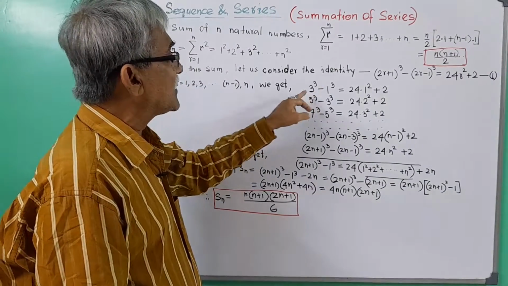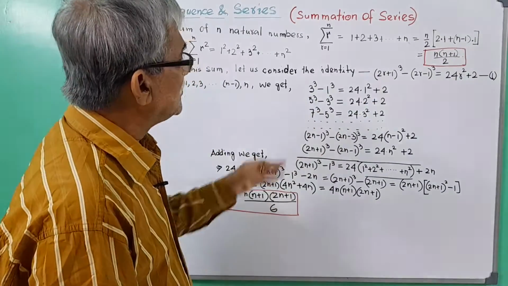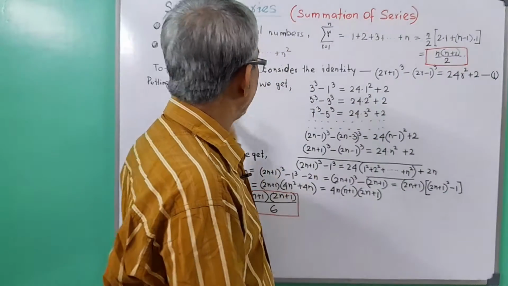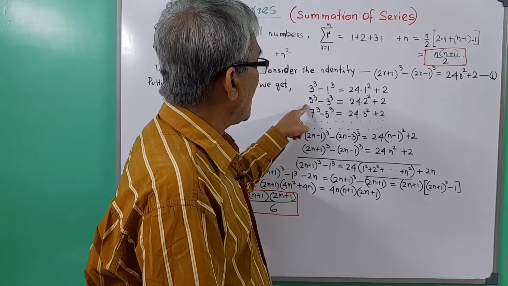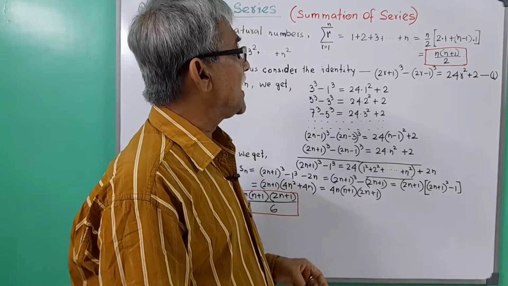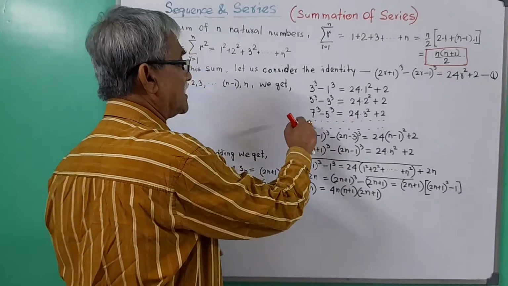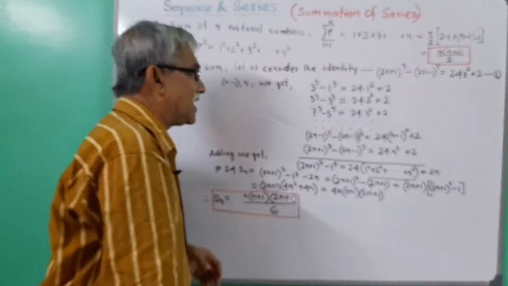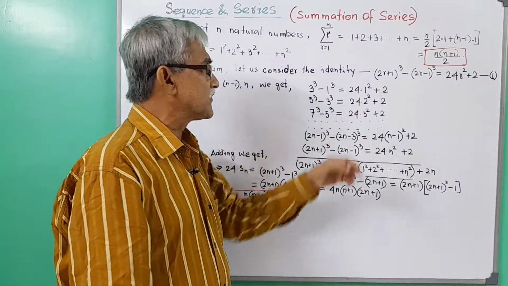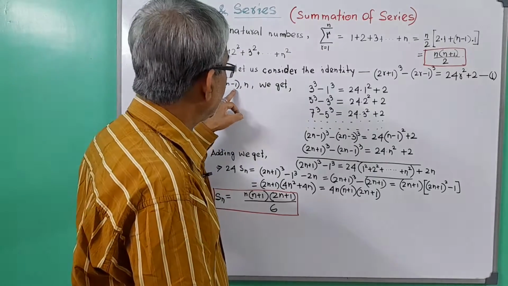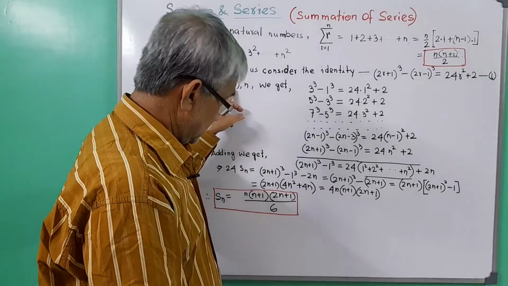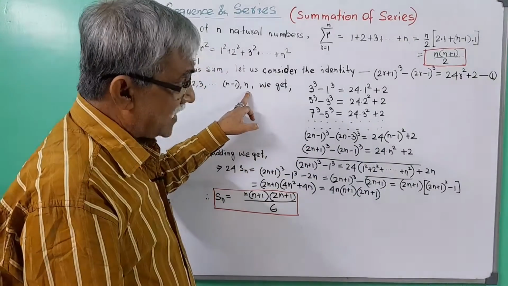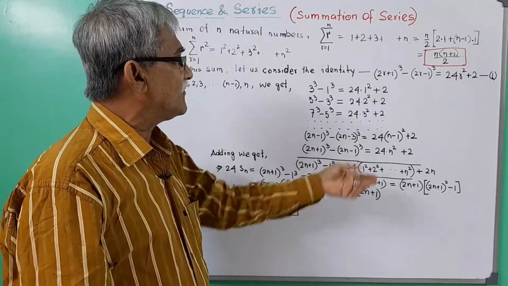If you take r equals 1, the first one becomes 3 cube minus 1 cube equals 24 into 1 square plus 2. Likewise, if you put r equals 2, this becomes 5 cube minus 3 cube equals 24 into 2 square plus 2. If r equals 3, this becomes 7 cube minus 5 cube equals 24 into 3 square plus 2. This way, finally, put r equals n minus 1, and for the last term put r equals n.